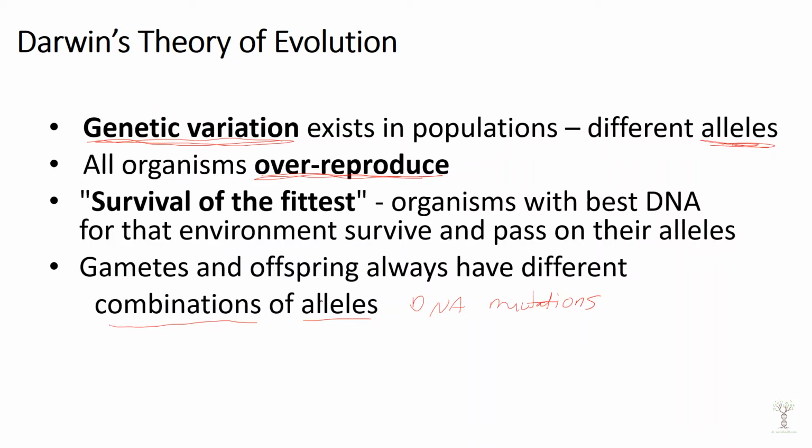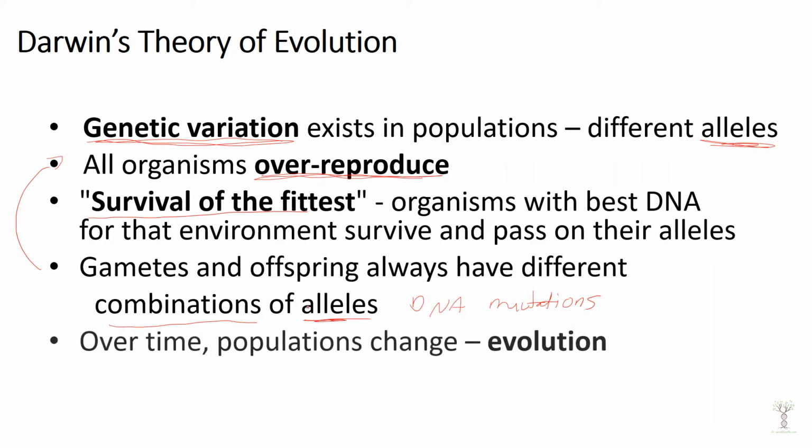So now these new offspring in the population have their combination of alleles. There is genetic variation in the population. They will over-reproduce, and the ones that are the fittest are going to survive. And this cycle continues on and on and on over many, many generations. And then over time, the populations will change. This is evolution. Changes in populations over time.